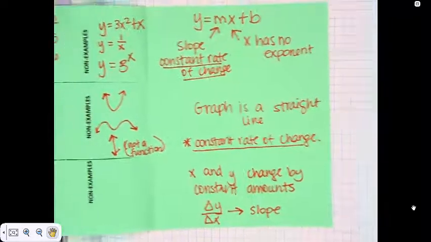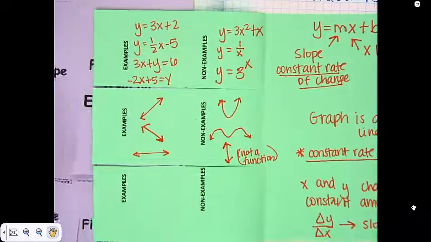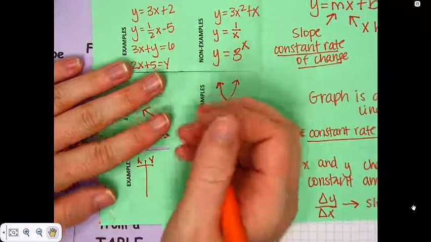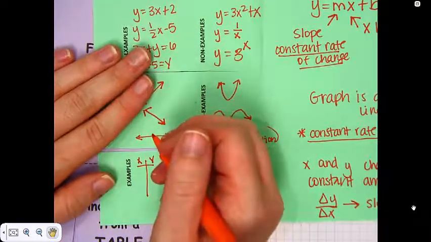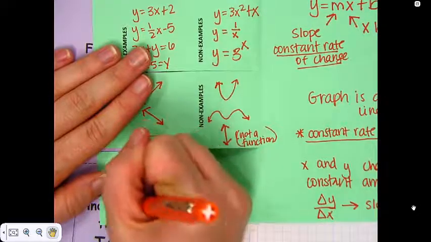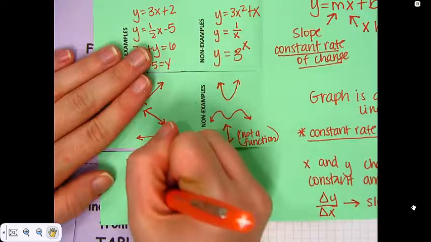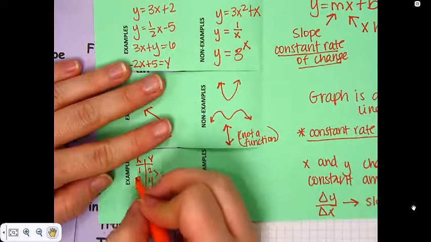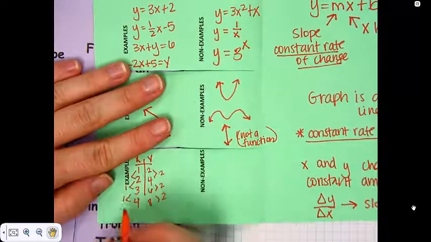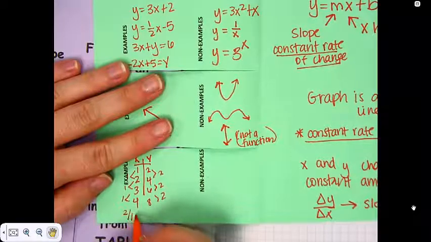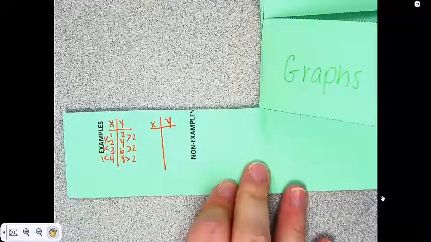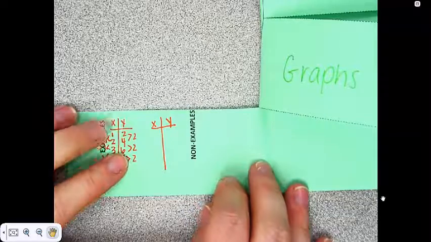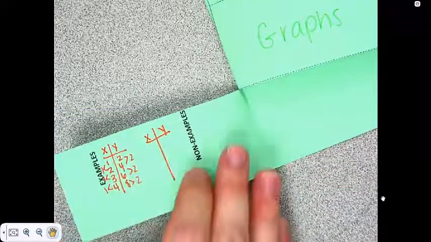So let's look at an example and a non-example. So we'll draw a little table here. I have 1, 2, 3, 4, and 2, 4, 6, 8. If I look over here, my delta y is always going to be 2. My delta x is always going to be 1. So I can say that my constant rate of change is 2 over 1, which is equal to 2. Okay? Now, sometimes our rate of change will not always be the same numbers, but when we simplify them, they'll be the same. So let's look at an example right here.